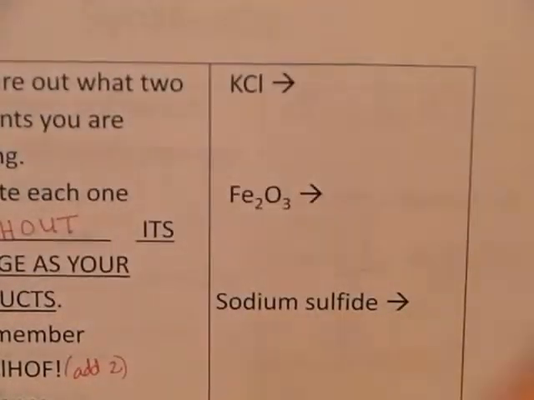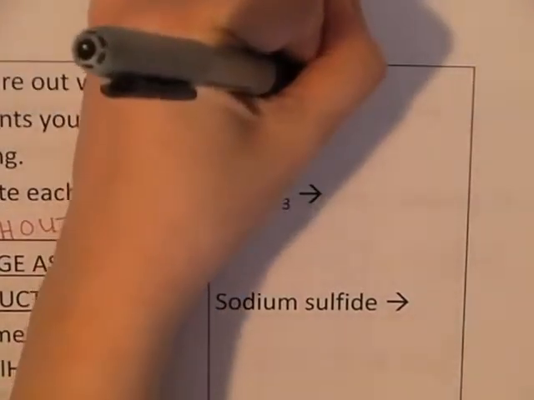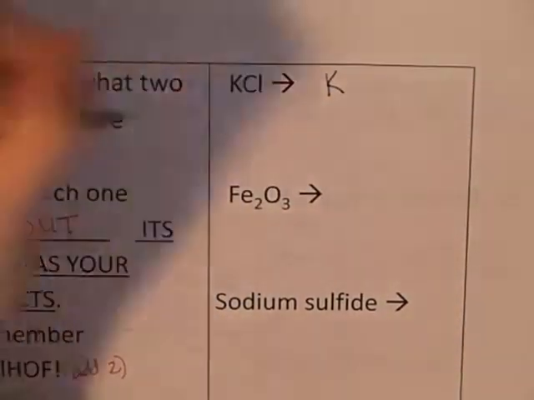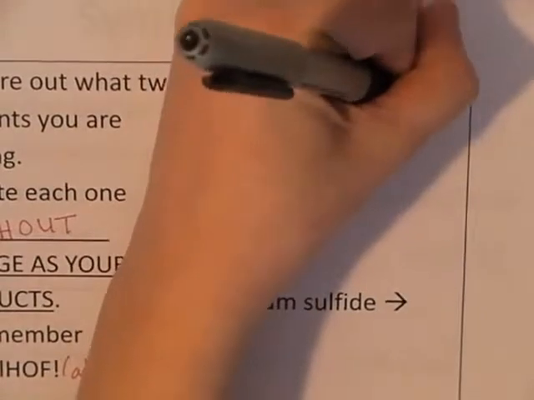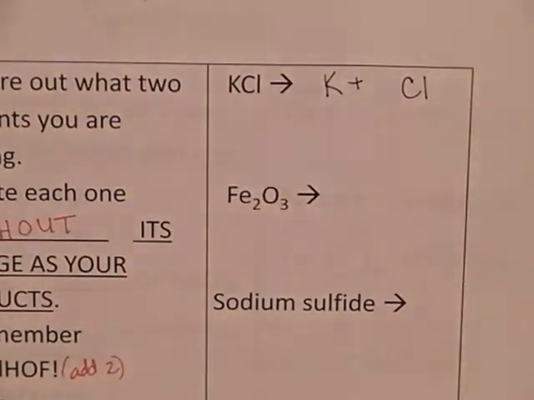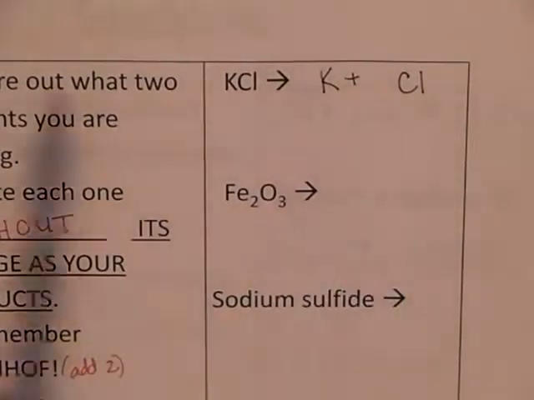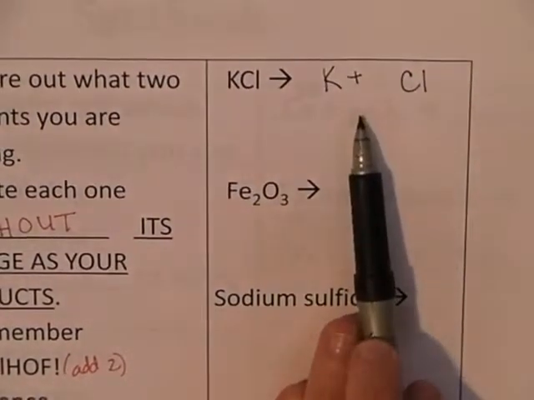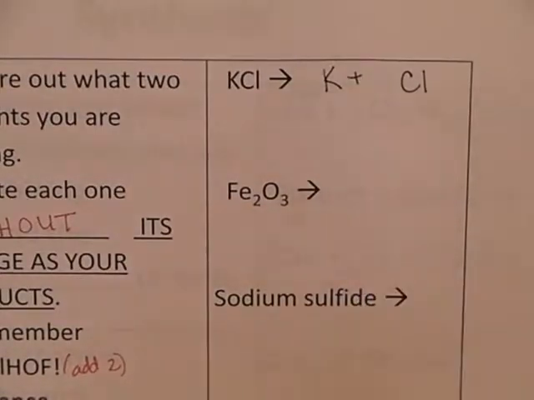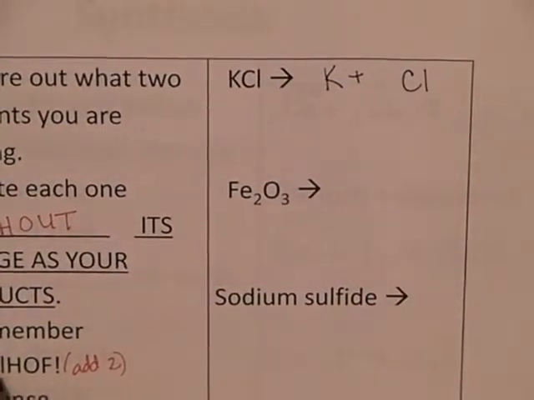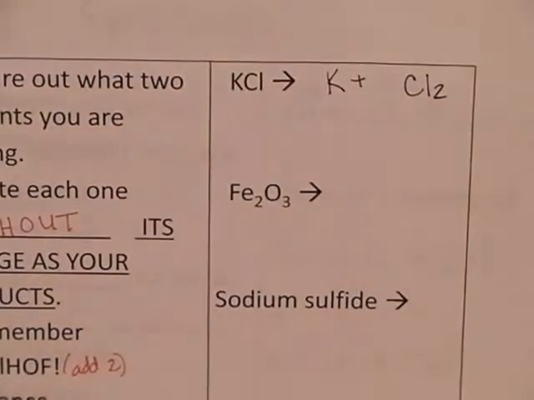Hopefully you are saying, Miss Vieira, that's going to break down into K, potassium, plus chlorine, right? K plus Cl. So we're going to write each one without its charge. We don't care what the charges are because they're atoms existing on their own. Remember Brinkelhoff. Does Brinkelhoff apply to either one of these? Hopefully you are saying yes, it applies to chlorine, right? So that means this has to become Cl2.